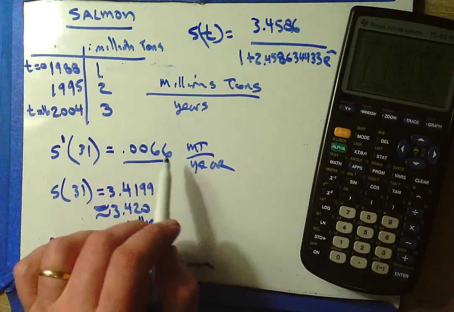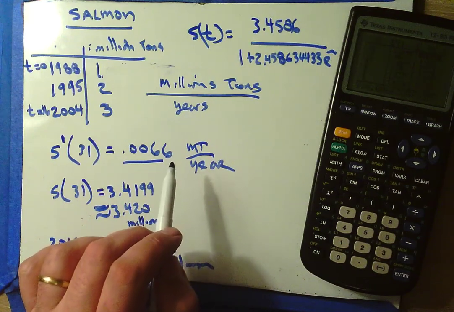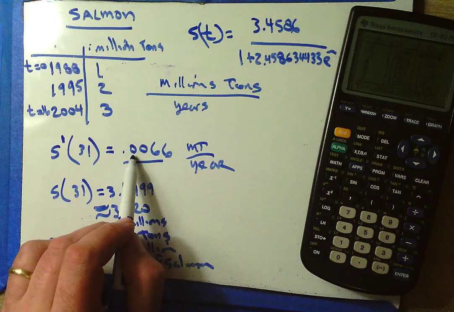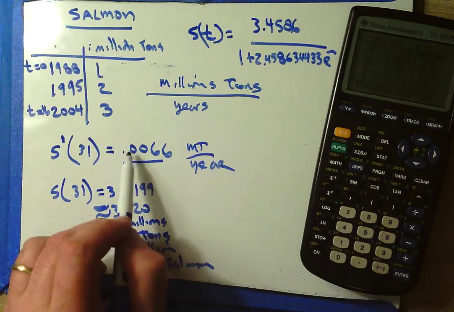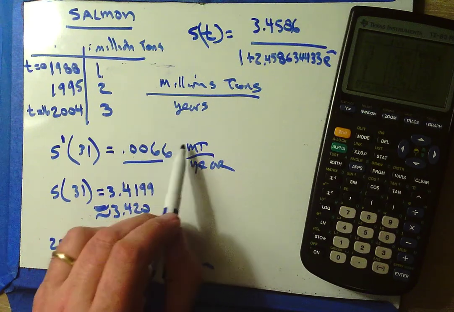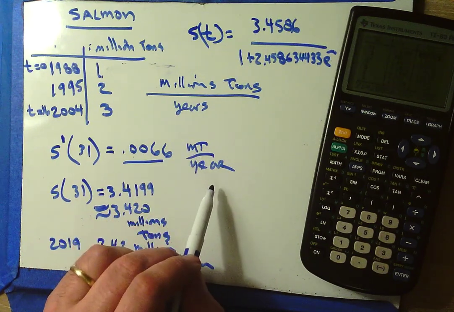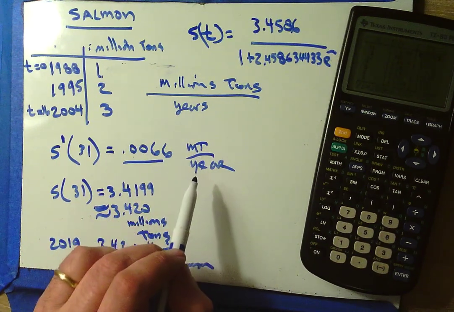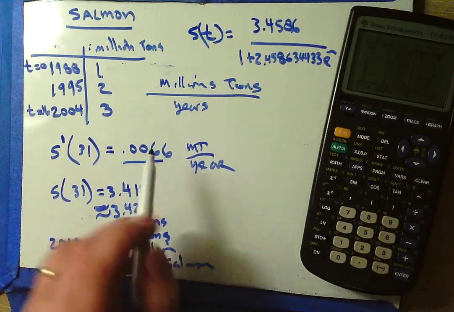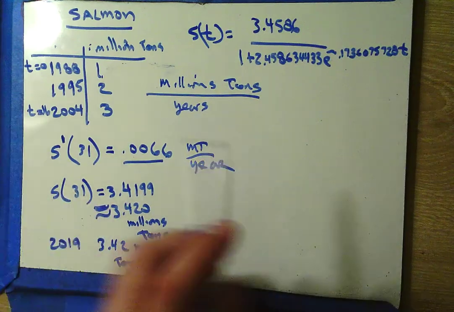So we know the amount of salmon being farmed is increasing by 0.007 million tons of salmon per year. That's how I understand that. It's not growing much, but it's still growing. Do we expect that? Well, think about it.